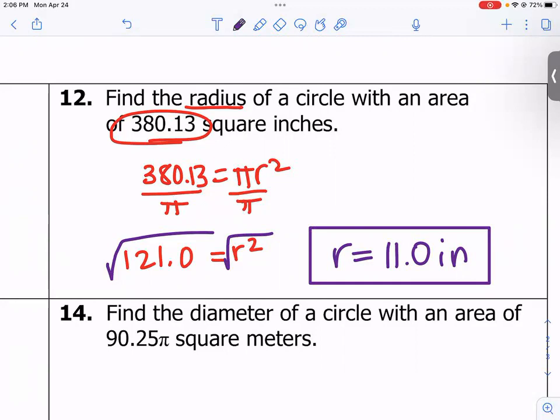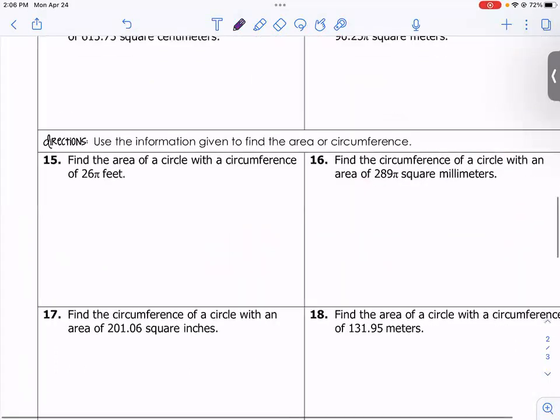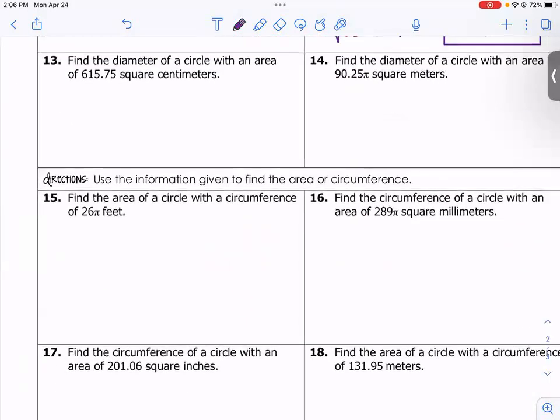It'll be okay. Decimals are what I want in this chapter. These are all going to be irrational numbers because they're going to be decimals that go on forever. So we're going to want to round.